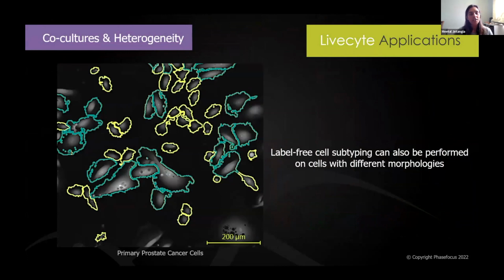And it's not just confined to fluorescent versus non-fluorescent cells. We can use the same label-free cell subtyping on morphological differences. And you can see here with the primary prostate cancer cells, the users didn't really want to use fluorescence because it would have perturbed their primary cells. So because the two cell types you can see are quite different in their morphology, they could actually use label-free metrics to do exactly the same job.